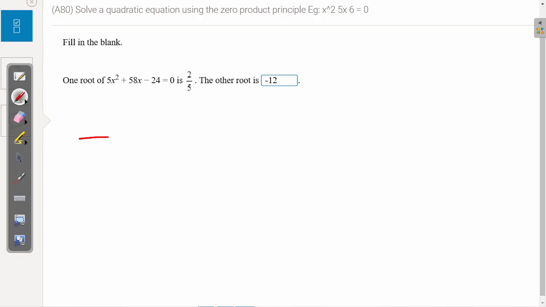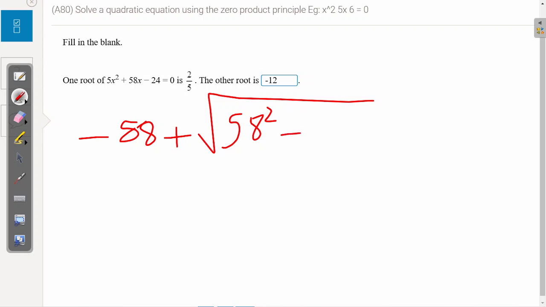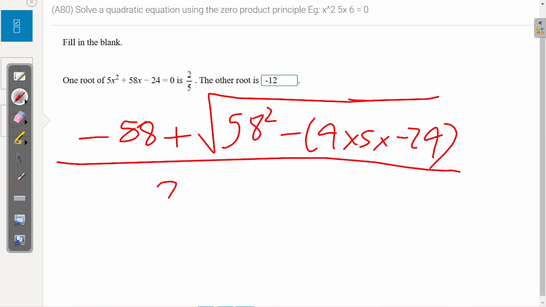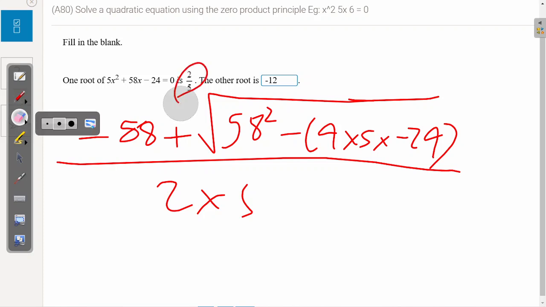Negative b, what b is 58, so negative 58 plus the square root of 58 squared minus 4 times 5 times negative 24. It's with the sign. Okay, divided by 2a, so 2 times 5. Do this on the calculator. What do you get? You get 2 over 5. We have it here, they gave it, so we need to find the other one.